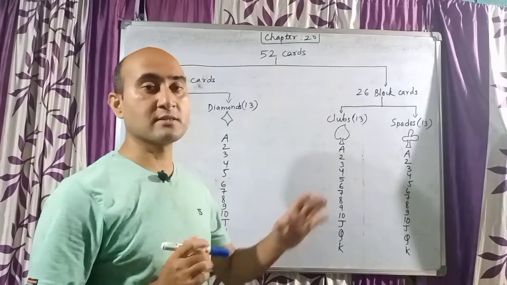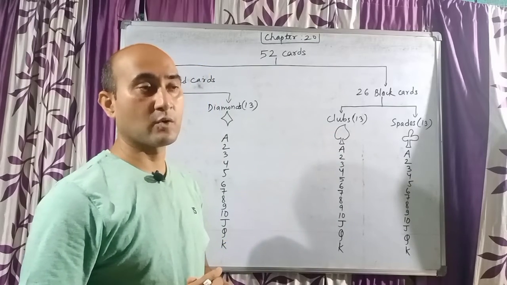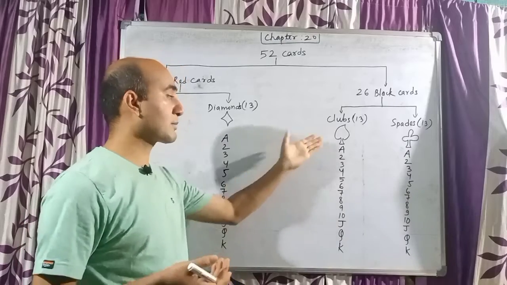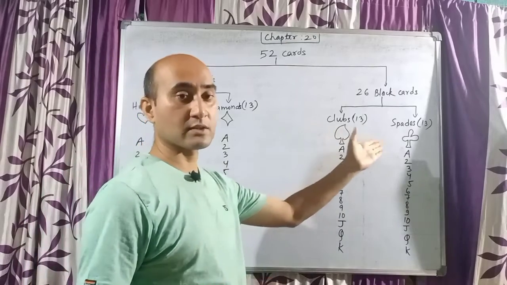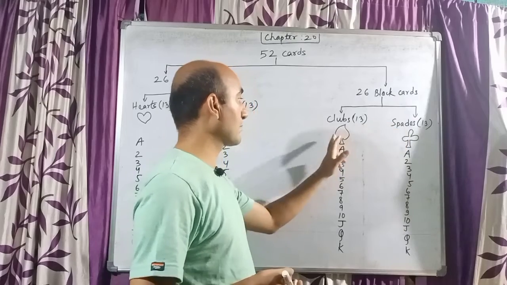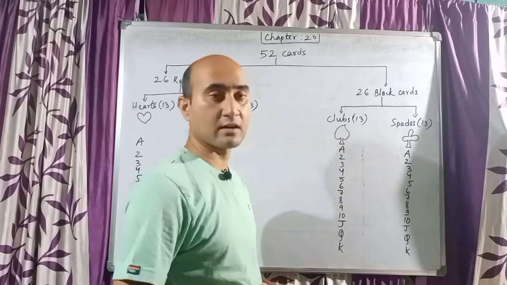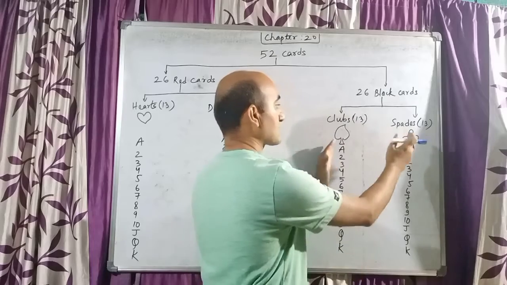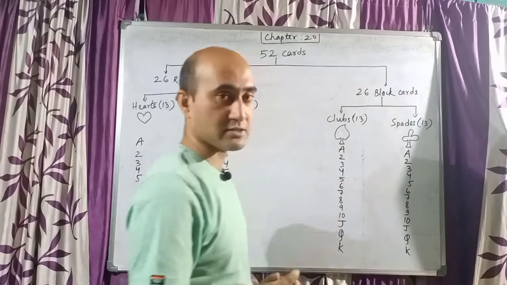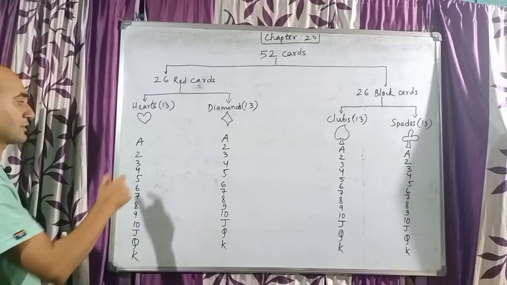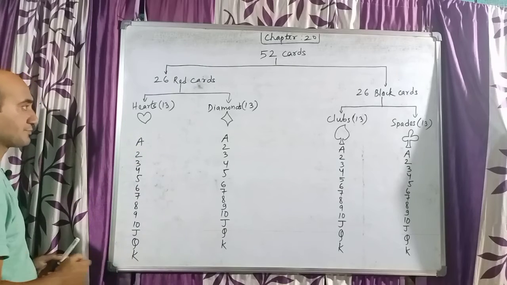I hope you have seen such type of cards while people play these cards. So you have definitely seen the shapes of the card. So this is club and that is spade, but they both are black in color. So 13 club cards and 13 spade cards, in total 26 black cards. Now I am going to teach you the numbers written on the cards.